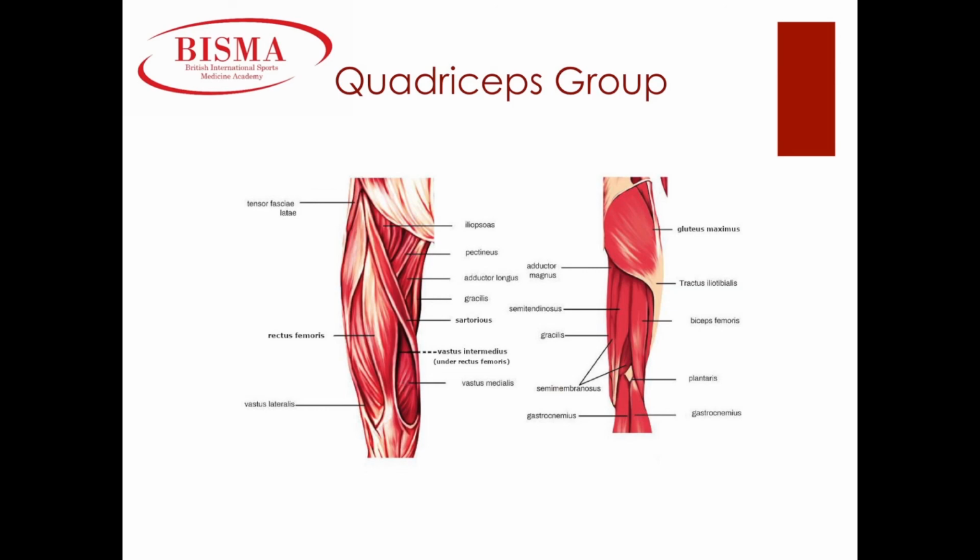The joints crossed are knee and hip. The rectus femoris is the only quadricep that crosses both these joints. The others just cross the knee joint. The joint actions are extension of our knee, and the rectus femoris also flexes the hip.